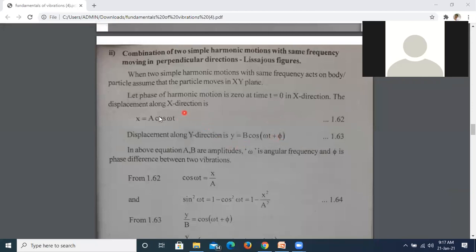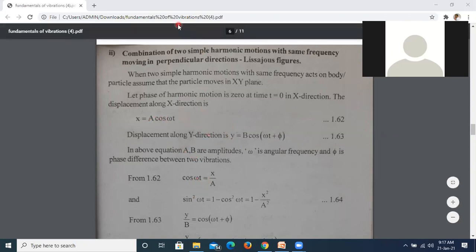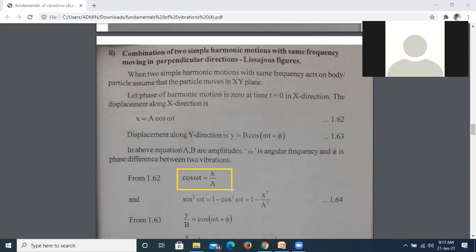A and B represent the amplitudes respectively, and omega is the angular frequency. From the first equation, write cos omega t as the subject: cos omega t is equal to x by A. From this, sine square omega t equals 1 minus cos square omega t, so you will get 1 minus x square by A square.